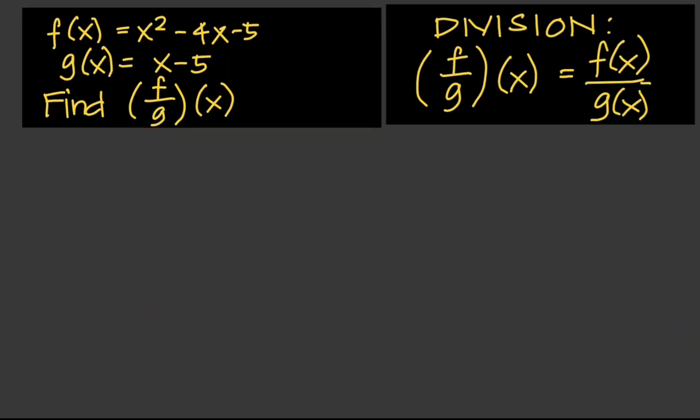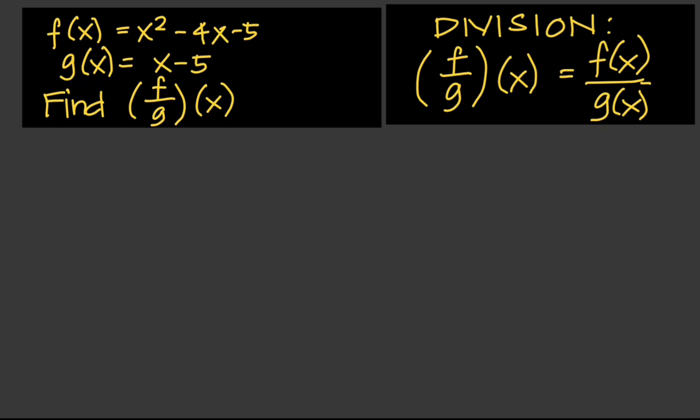And the next operation on functions is the division. So when we divide two functions, let's say f divided by g of x, f over g of x is just equal to f of x divided by g of x. Let's say, for example, we're given here f of x equals x squared minus 4x minus 5, and g of x equals x minus 5. Find f over g of x.